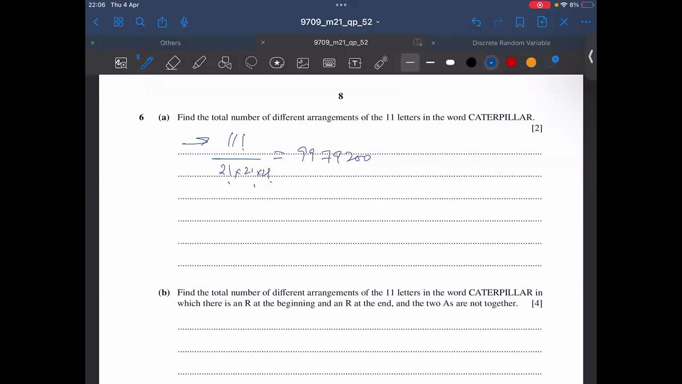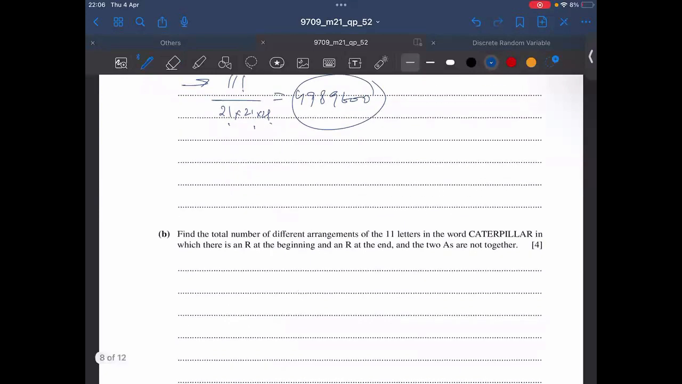So, 11 factorial divided by 8. What answer are we getting? 49896000. That's what you are getting? So, Imad, okay.